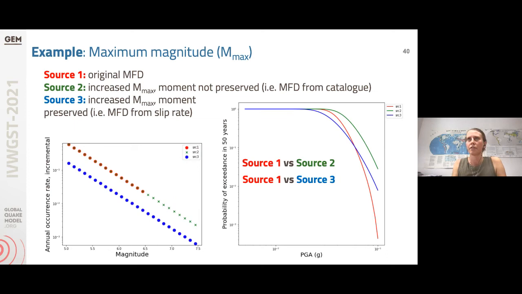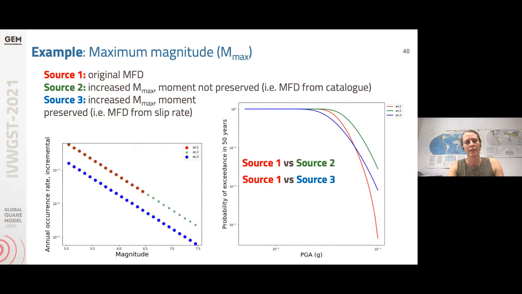So the first example I'll show here is of maximum magnitude. And I'm showing three sources, the MFDs for three sources. The first source in red is the original MFD. The second in green is produced by increasing Mmax, but not preserving the moment. So that means an MFD created from a catalog. The third is increased Mmax from source one, but preserving the moment, for example, as you would do if calculating the MFD from a slip rate.